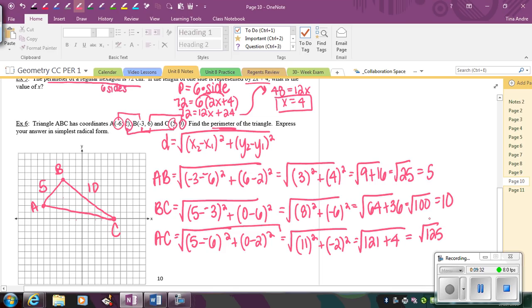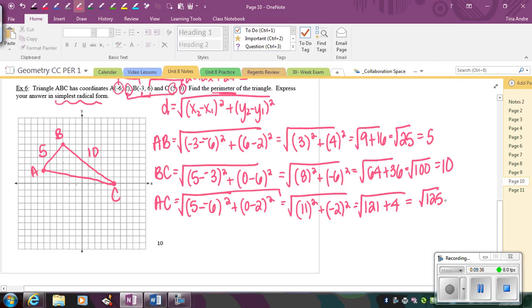If I look at my answer, it says simplest radical form. So that means let's go ahead and break that down right away so we don't have to worry about doing it later. So if we take this and we break it down, 25 goes into that 5 times. So 25 times 5 gives us 125. So 5 root 5 would work.